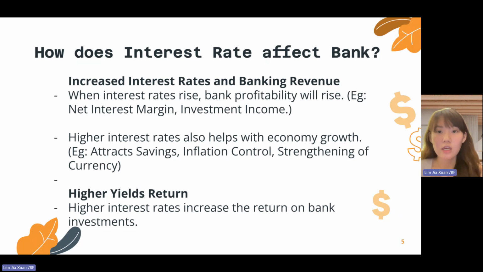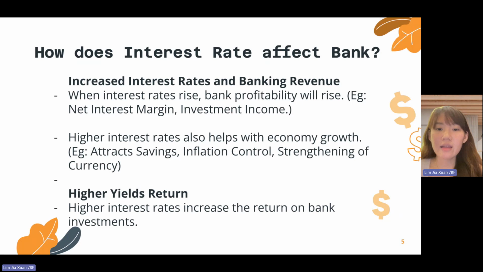Secondly, inflation control. In order to combat inflation, central banks frequently raise their interest rate. Higher interest rate can help to reduce inflationary pressure by raising the cost of borrowing, which promotes macroeconomic stability. Thirdly, strengthening of currency. A stronger currency can result from high interest rate drawing in foreign capital. Positive effects on inflation and imports may result from this.